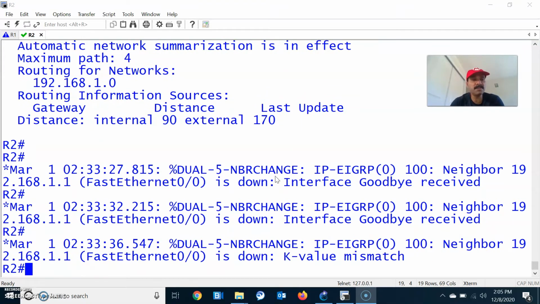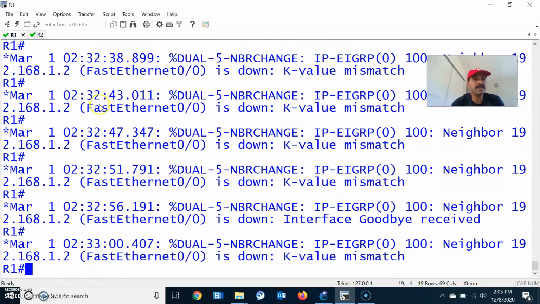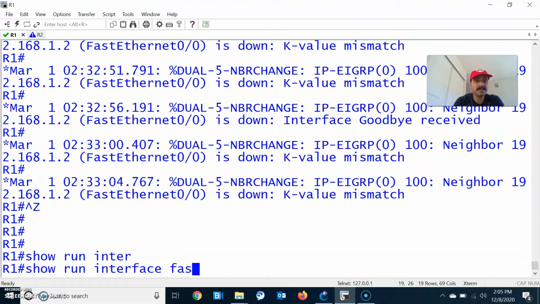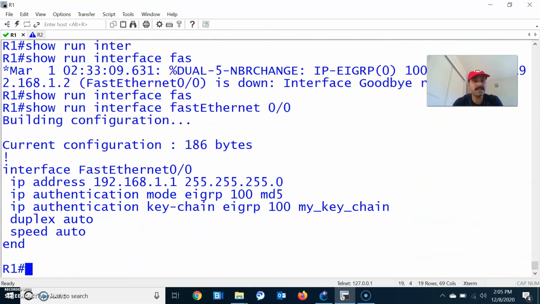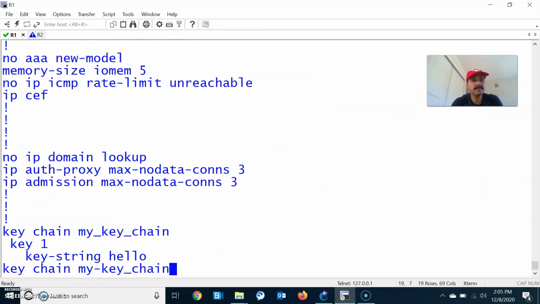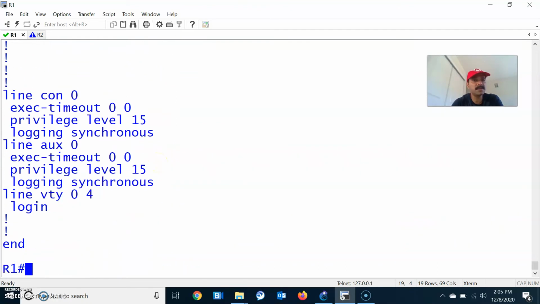So what we can do, simply go to configuration mode. How to configure the K values? I will show you. So go to R2 and show run interface FastEthernet 0/0. You configure the authentication. Similarly, you have to check in the EIGRP parameter, show run. It will be followed by the command metric weights. So that is the thing you have to configure. So now let us check it out.